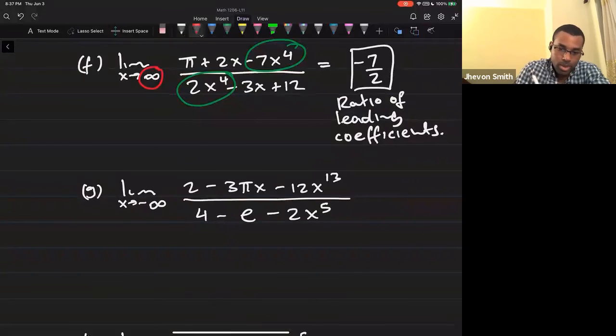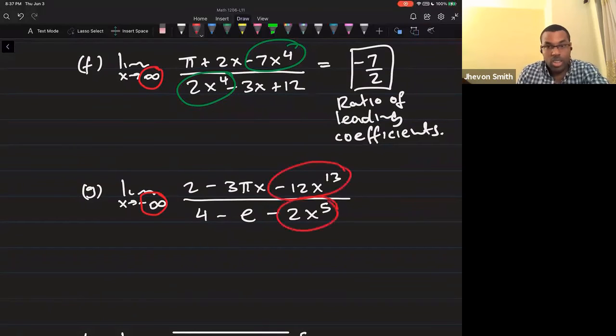This one, notice it's a limit going to infinity. So I look for the highest powers. All the other guys don't matter. And by the way, remember e is a constant. It's not an exponential function. That's just a constant. So you're not going to think like the e is going to mess things up, because it's just a number.